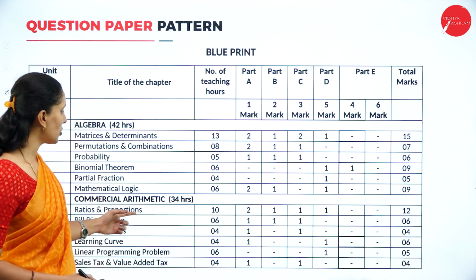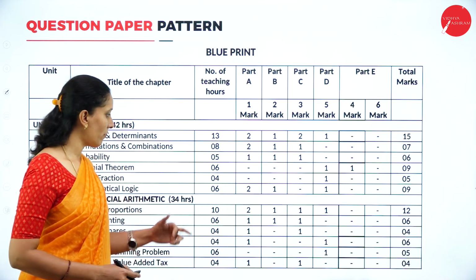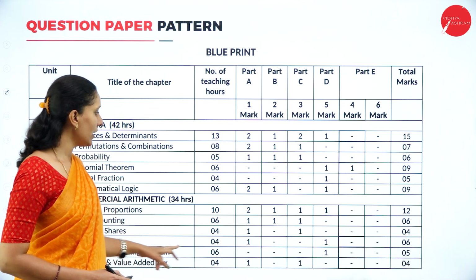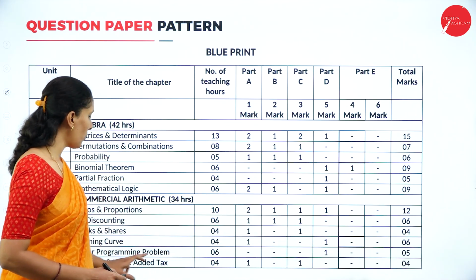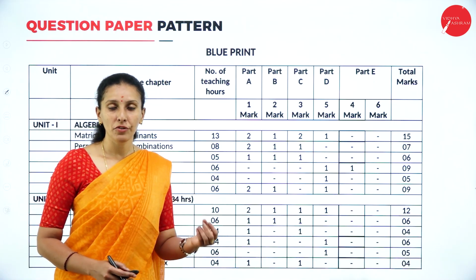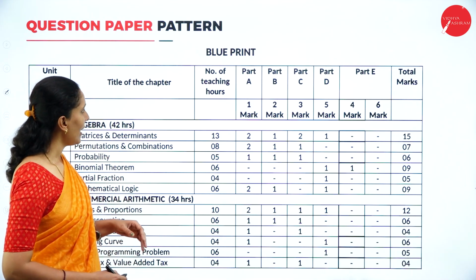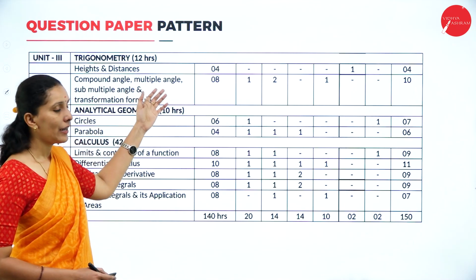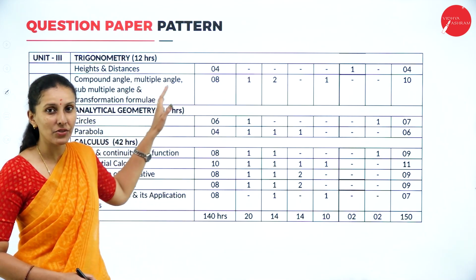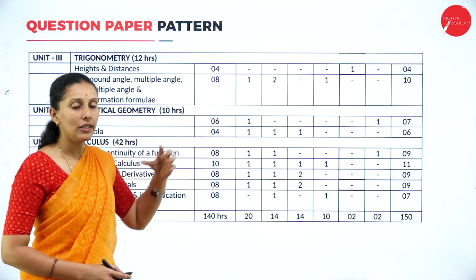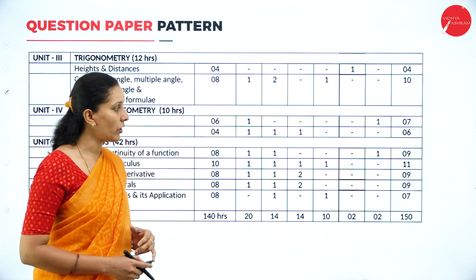Next, we have ratios and proportion. So you will get ratios and proportions problems for 5 marks. Next, you have learning curve. It's a tabular method, a very simple method. And you have linear programming problem, that is, you are supposed to find the maximum or minimum value using the graphical method. Next, we have compound angle and multiple angle formulas. So your 5 mark question will be only on transformation formulas. So just learn the transformation formulas and it will help you to solve problems in trigonometry.